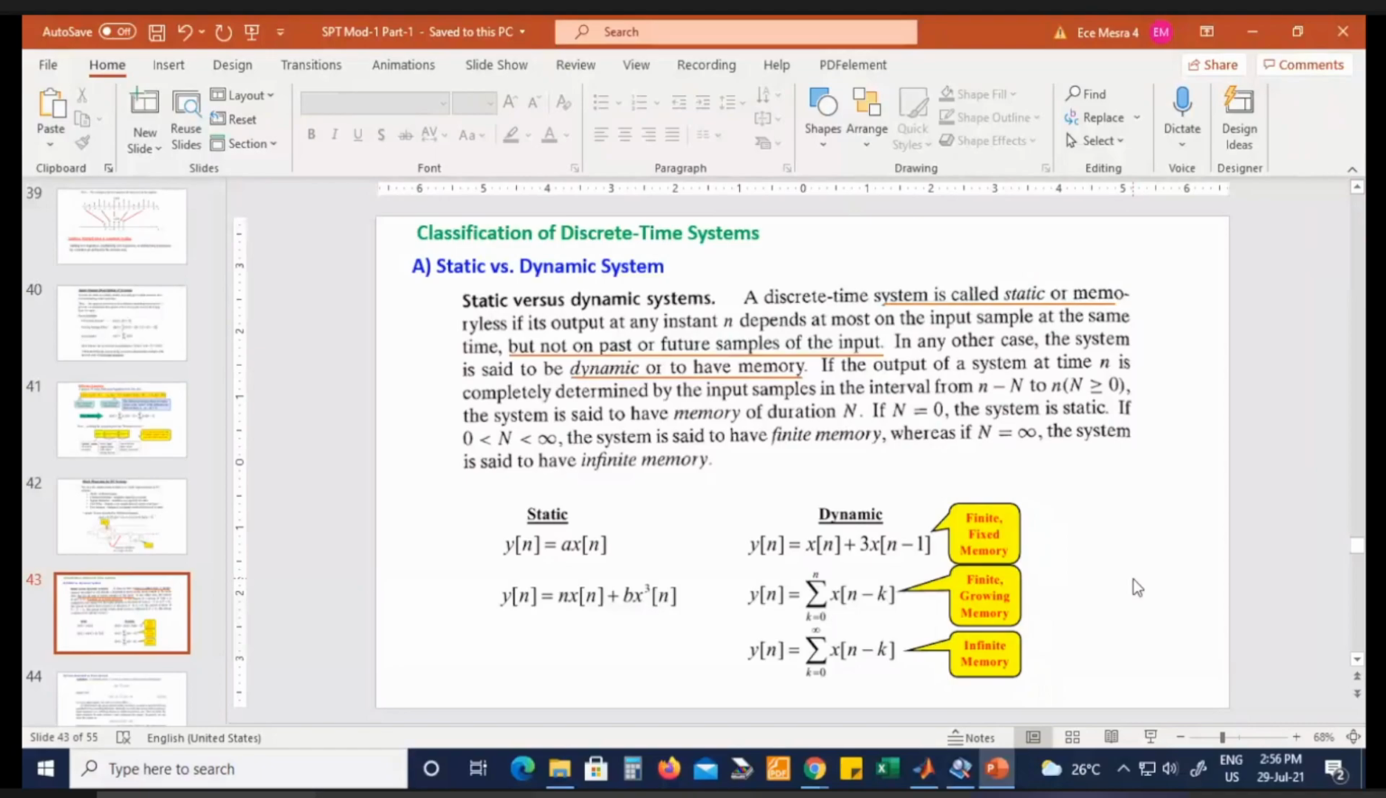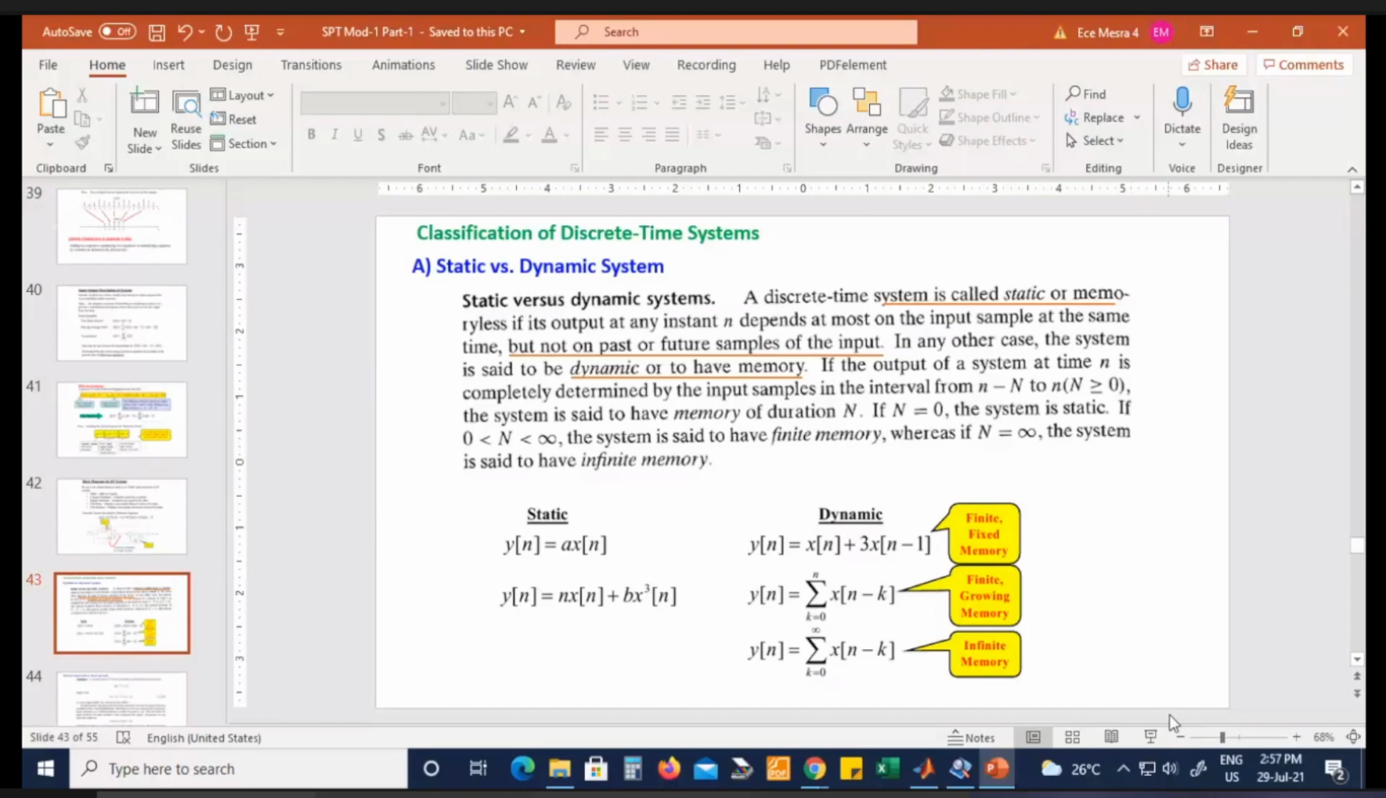Yes, static system is memoryless. And the opposite is dynamic system, which has memory. Okay? So now you can see, okay, thank you, Shashwat.